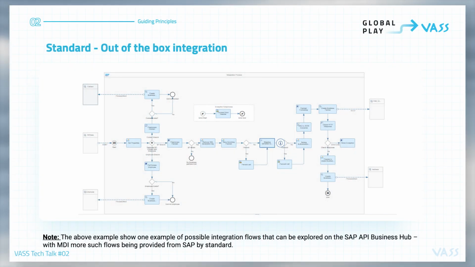Now, let's talk about how the out-of-the-box integration would look like. Here in this diagram, you can see one example of many that you also can, of course, explore in the SAP API Business Hub.